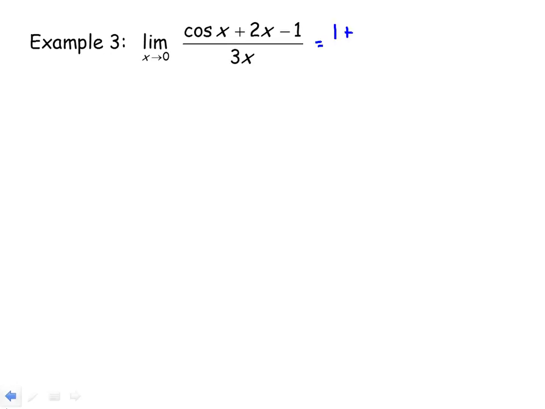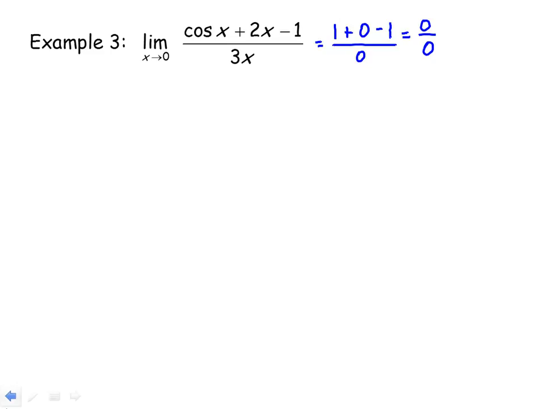And then, of course, if you plug 0 in for x in the 2x, that goes to 0 minus 1. So on the top, we get what? 0. On the bottom, of course, 3 times 0 is just 0, so you get 0 over 0. That's an indeterminate form, right? 0 over 0 or infinity over infinity. That's indeterminate. Well, we can't do algebra because we have some trig in this. So let's apply L'Hopital's rule.